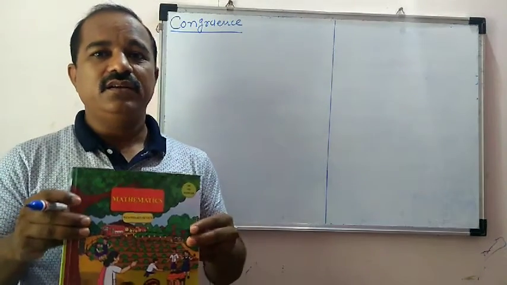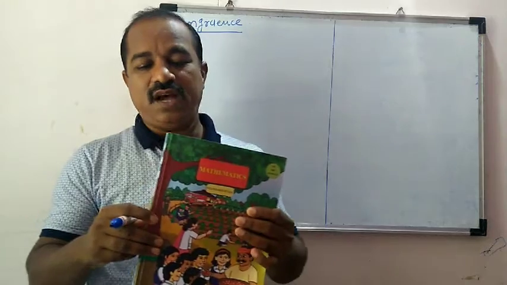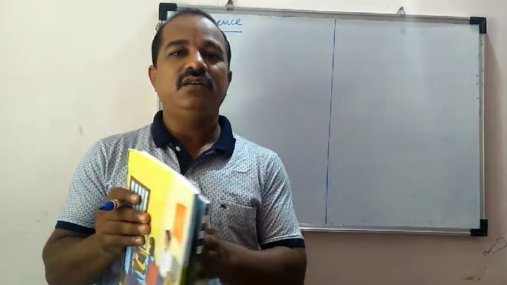What does it mean? These notebooks are congruent as these two books fit exactly over each other in all dimensions, that is length, breadth and height. So that is the meaning of congruence.